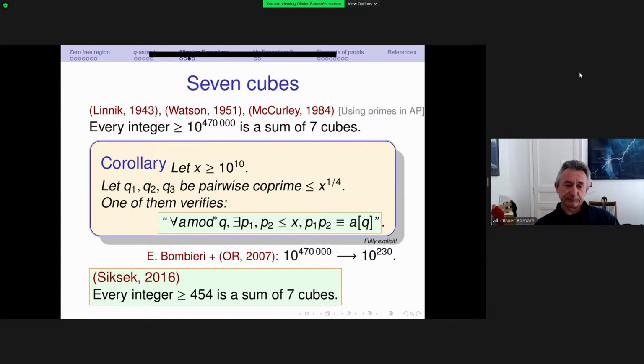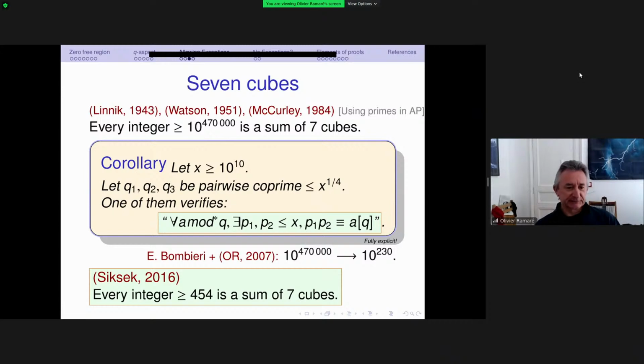But now there was the problem. We wanted to show that every integer larger than 454 is a sum of 7 non-negative cubes. Linnik in 43 proves that every large enough integer is the sum of this many cubes. The proof had been simplified by Watson in 51, greatly simplified by Watson in 55. And then it has been further simplified by McCurley in 84. He made it explicit, essentially by playing with one modulus or two moduli.